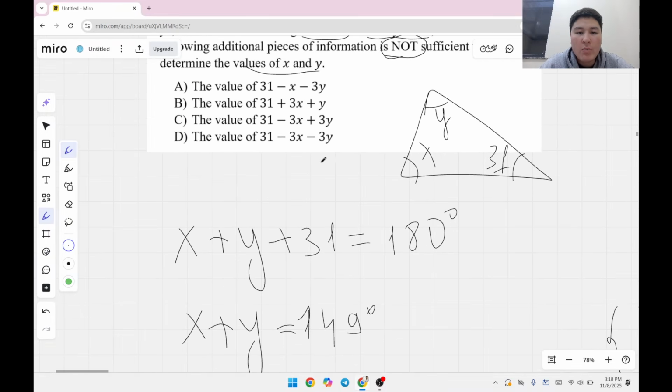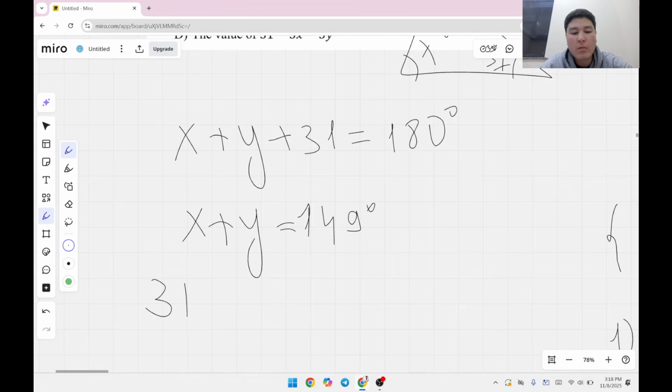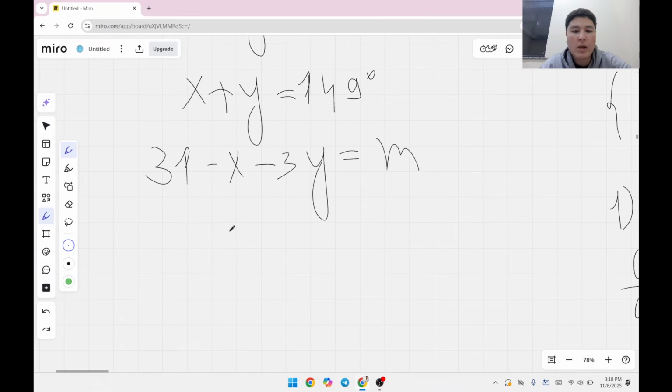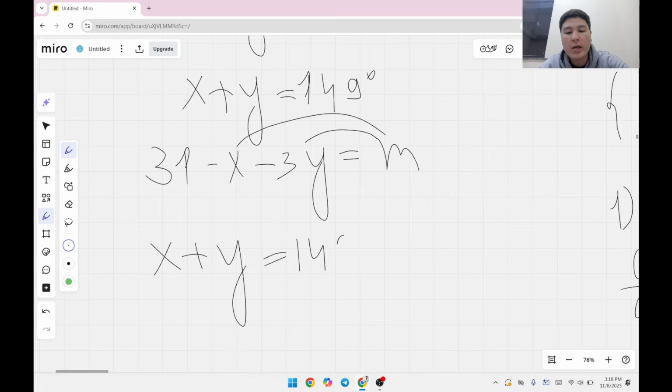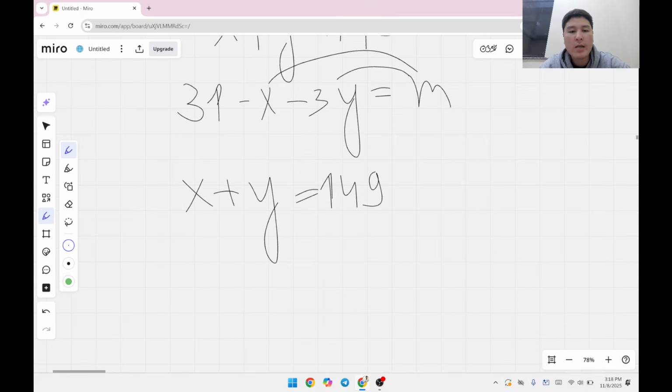So for option A we have 31 minus x minus 3y equals, let's say, m. Then we have to make it in this form, so I'm going to move this x and 3y to the right side. So I'm gonna have x plus y equals 149, the first equation, and the second one is x plus 3y equals 31 minus m.